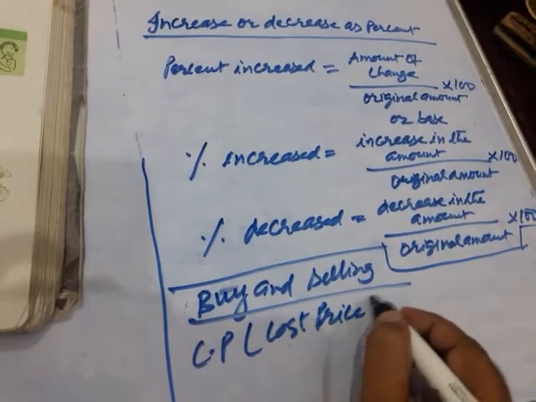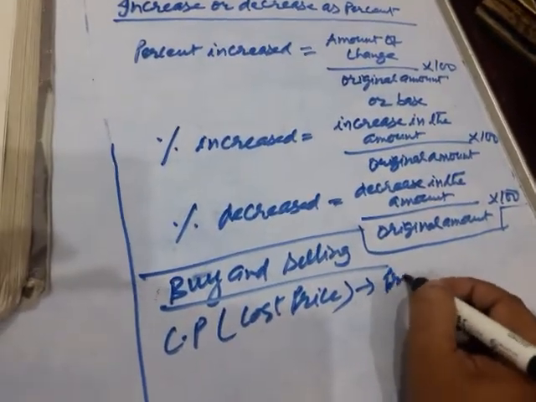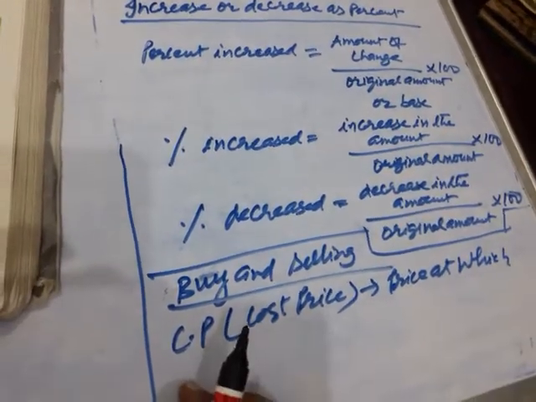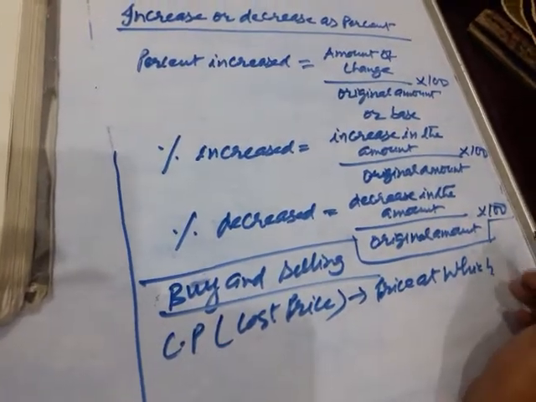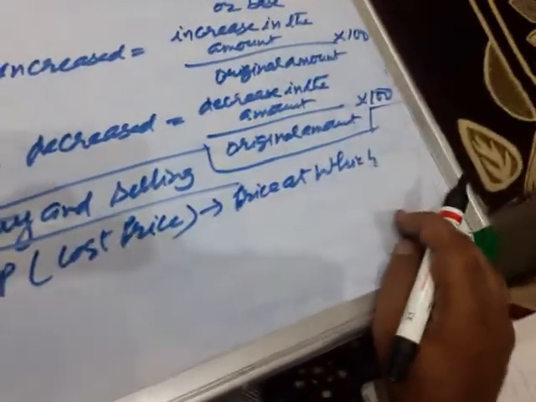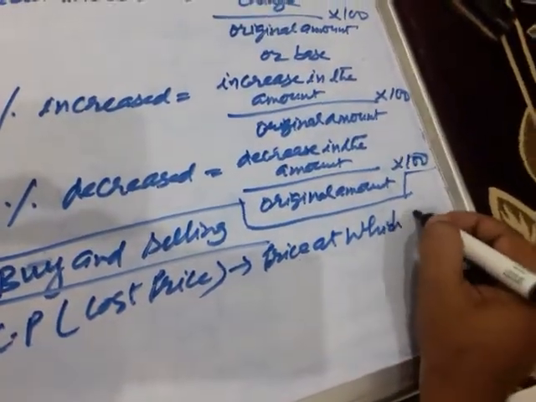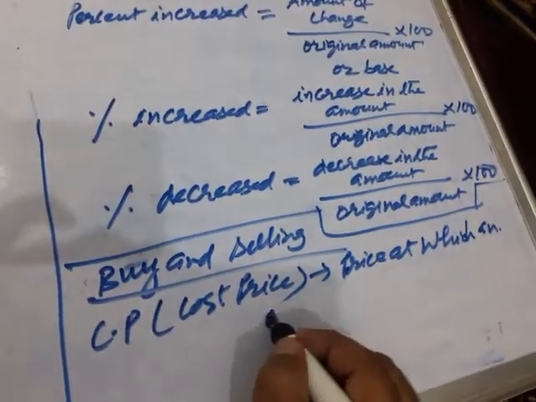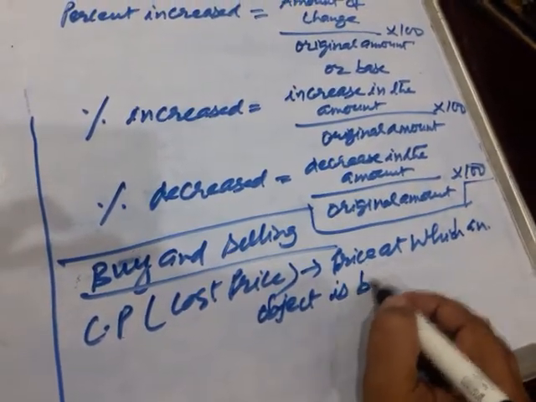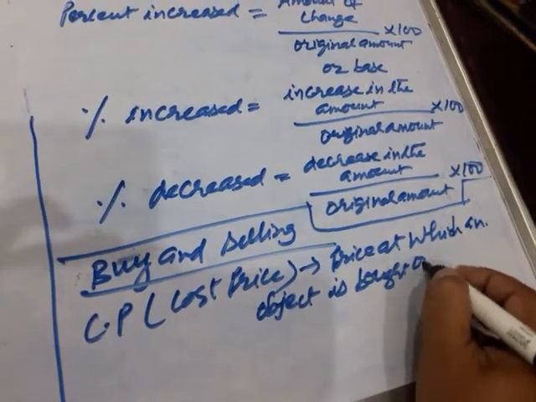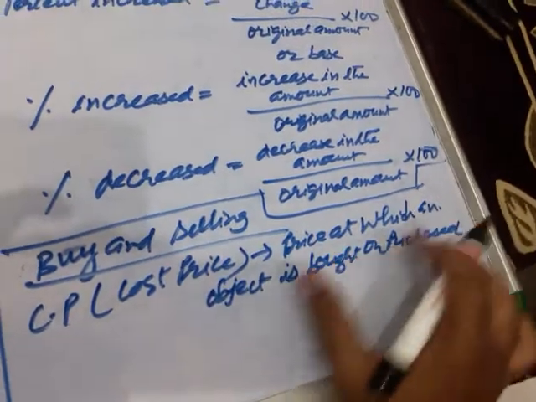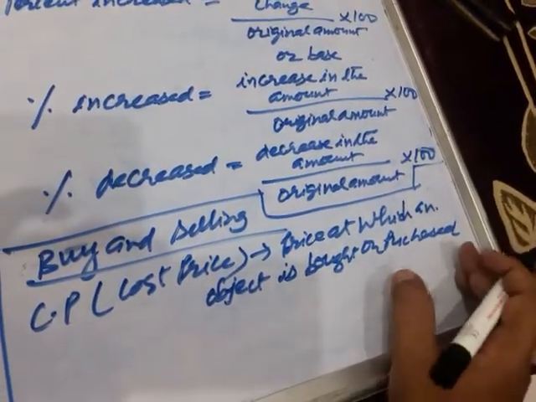CP stands for cost price and its definition is the price at which an article is bought. Price at which an object or article is bought or purchased. What is CP? Price at which an object or article is bought or purchased.